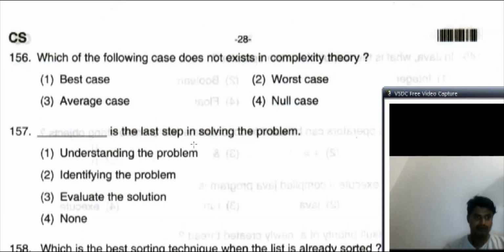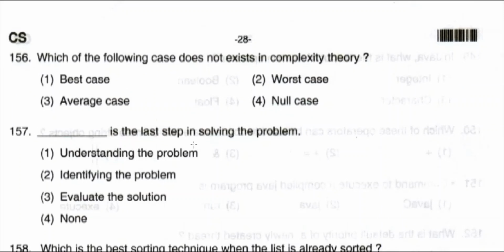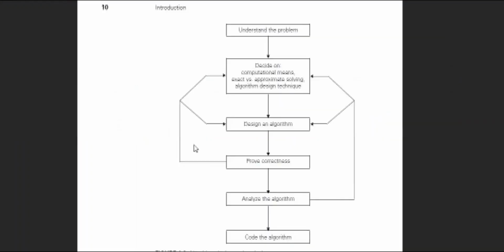The second question, question number 157: dash is the last step in solving the problem. Solving a problem takes place in a stepwise manner, so we will discuss one by one. First is understanding the problem. Understanding the problem is the first step in design and analysis of algorithms. The given problem must be understood first before going to the solution.